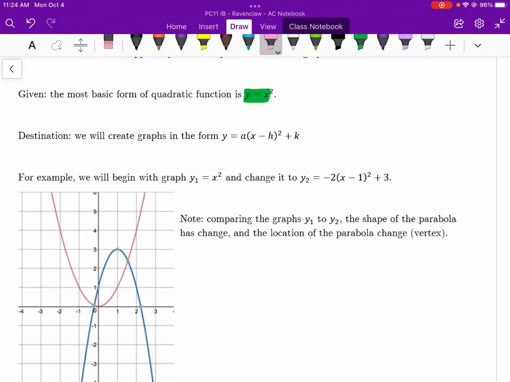And now, what's our destination for the whole topic? It is to create a graph, or any parabola, that can be written in the form y is equal to a(x minus h) squared plus k.